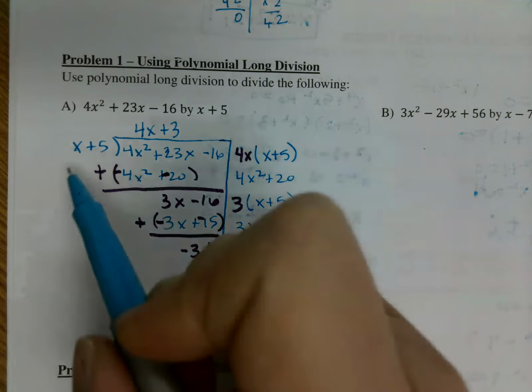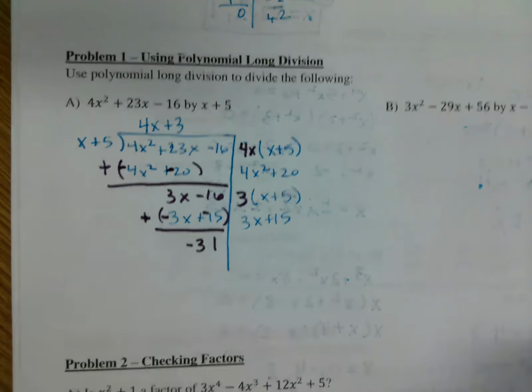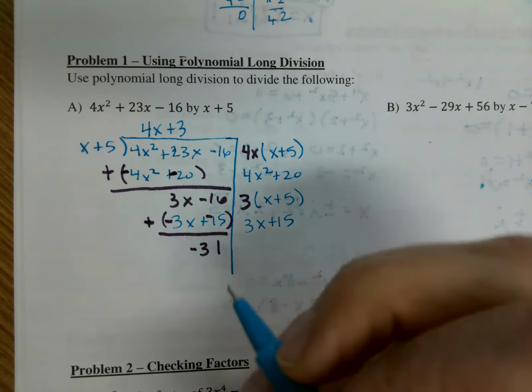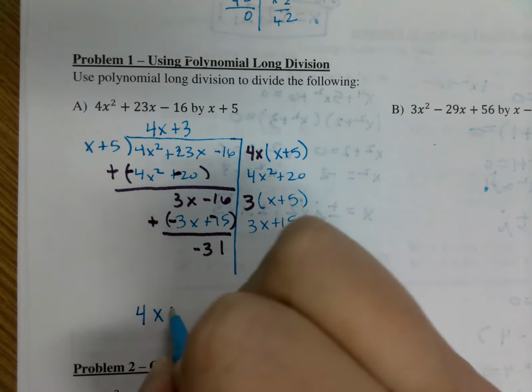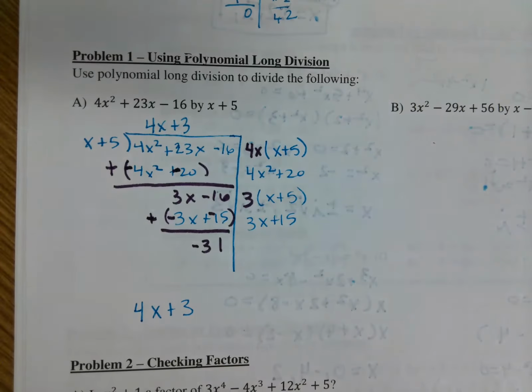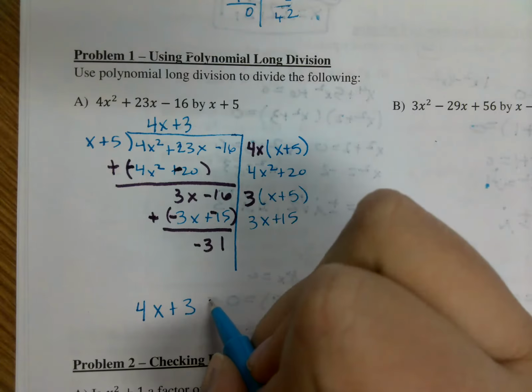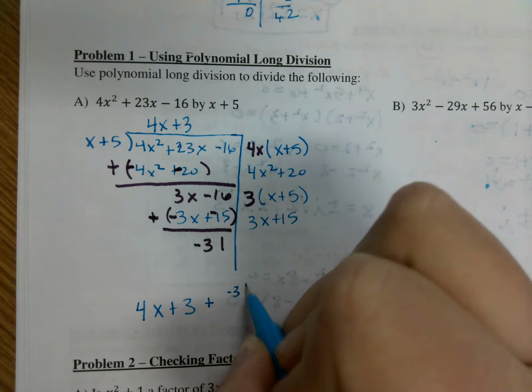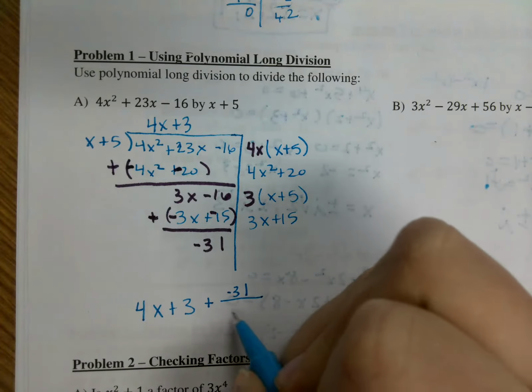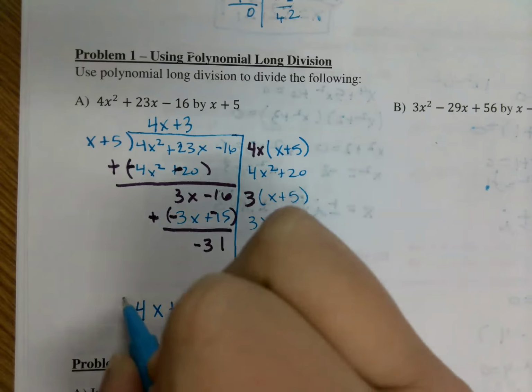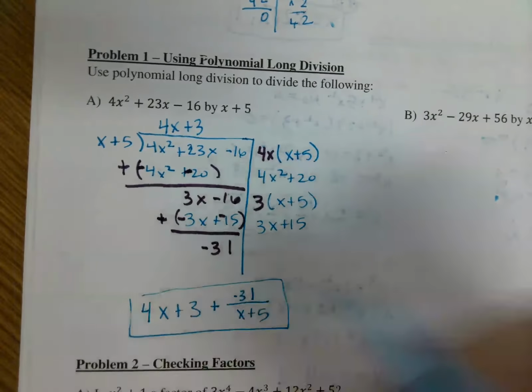I can't multiply x by anything to get negative 31. So this is my remainder. And when I have a remainder, usually you write it as a fraction. Just like if I had 5 divided by 3, that's the same thing as 1 and 2/3. So this would be the same thing as negative 31, that's my remainder, over x plus 5. Right here is my final answer.